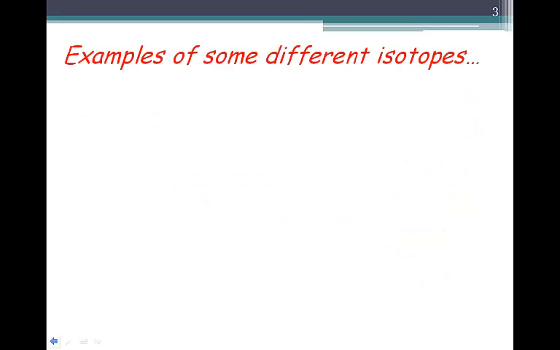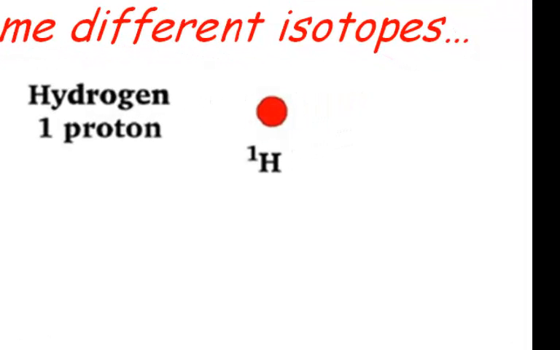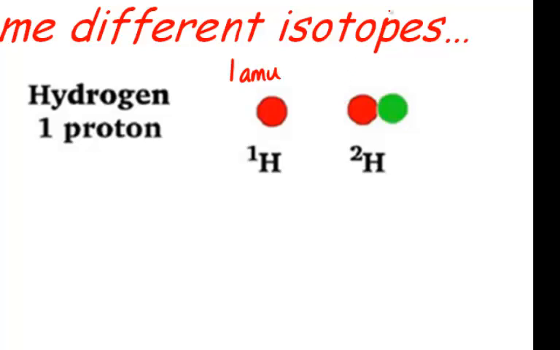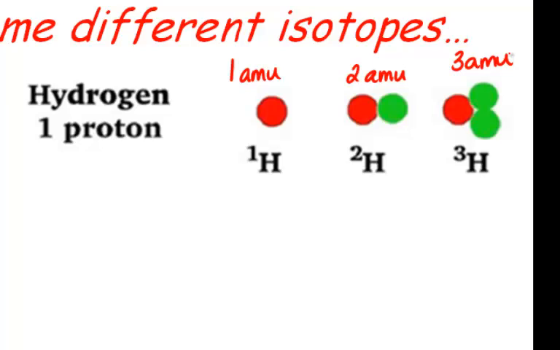Let's take a look at some examples of different isotopes. Hydrogen has one proton. Recall the protons have a mass of 1 AMU, so this atom of hydrogen has a mass number of 1 AMU. However, hydrogen that has one proton and one neutron, each having a mass of 1 AMU, would give us a total mass of 2 AMU. And finally, we can have hydrogen that has a mass of 3 AMU because of the one red proton and the two green neutrons.